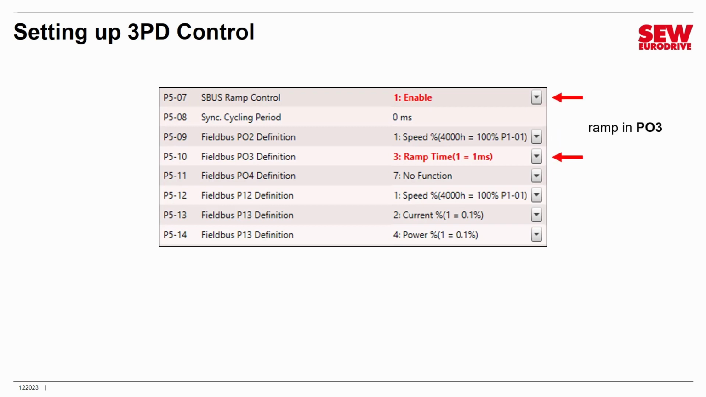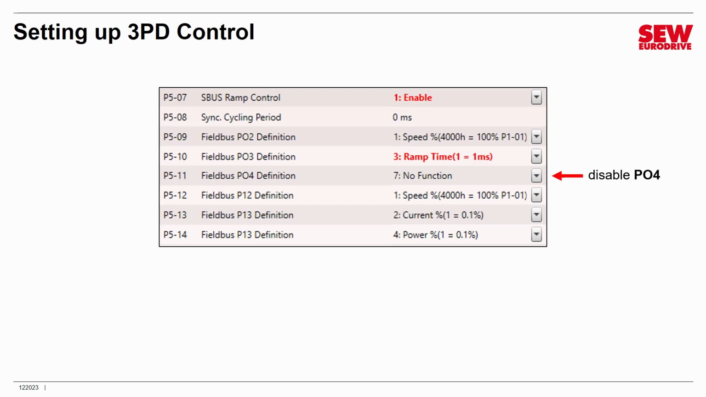Then you set parameter 5-07 to enable and parameter 5-10 to ramp time. What this will do is it will make process output word 3 contain the ramp value. We have to set it, and we also have to enable that feature so the VFD doesn't use its parameters for the ramps. Instead, it looks to the field bus. Process output word 4 we're not going to use because this is 3PD, so we turn it off. We set it to no function, which is option 7.